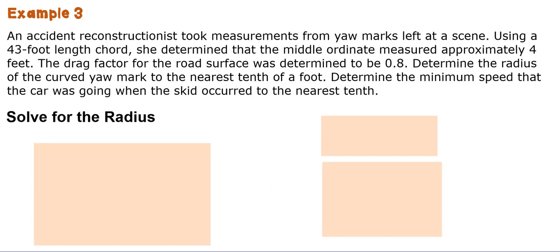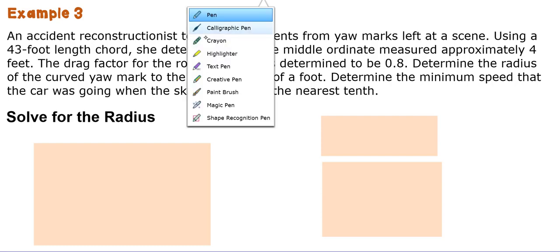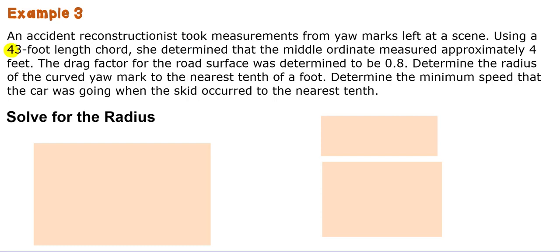Okay, so an accident reconstructionist took measurements from yaw marks left at a scene using a 43-foot length of cord. She determined that the middle ordinate measured approximately 4 feet. The drag factor was determined to be 0.8. Determine the radius of the curved yaw mark to the nearest tenth of a foot.